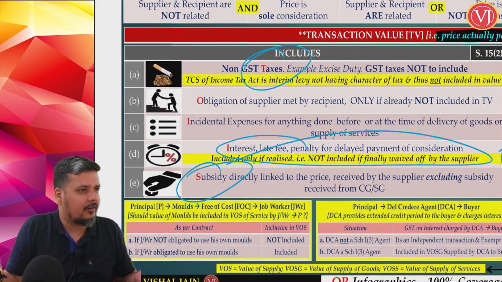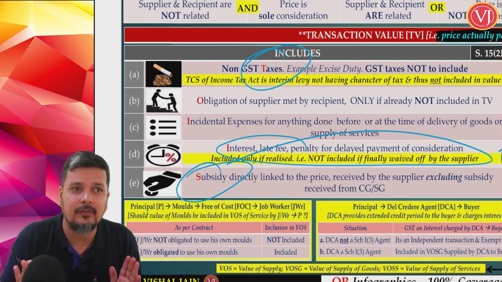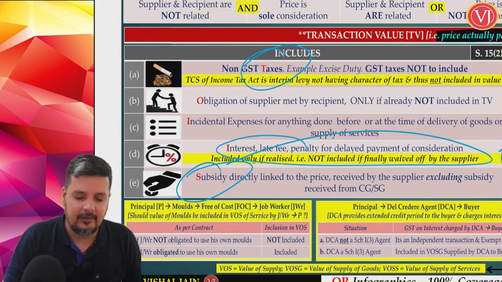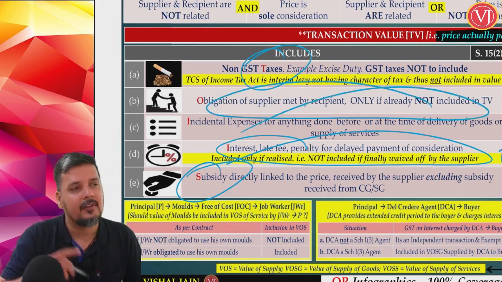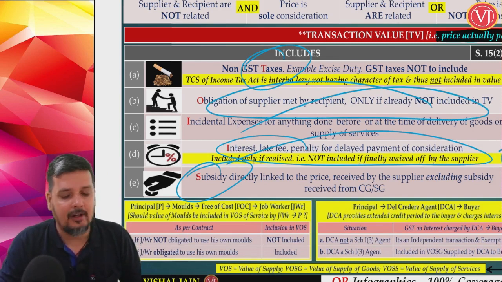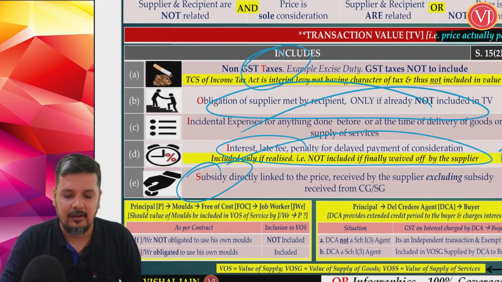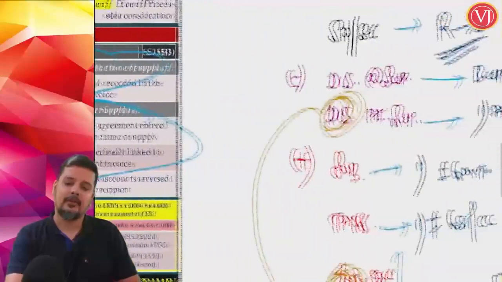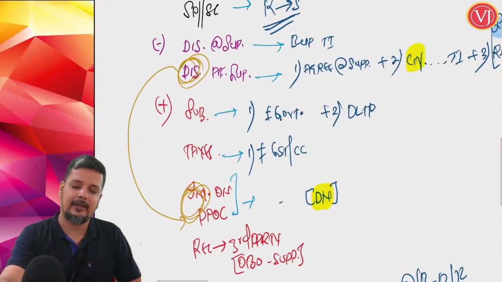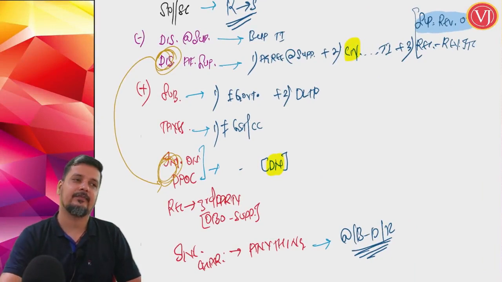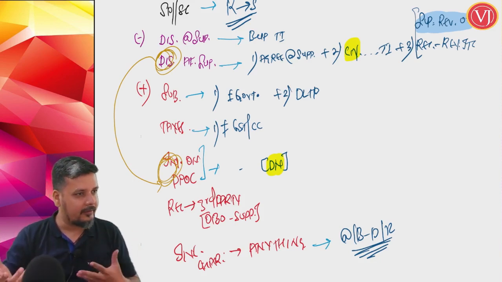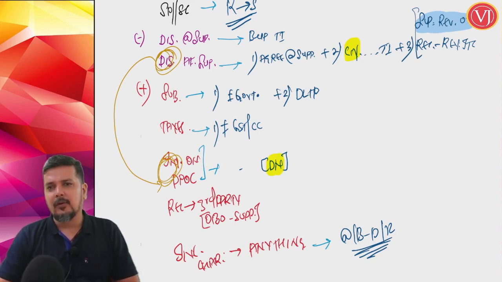Whatever name they give, it is for late payment of consideration. We are not talking about interest on loan. We are talking about interest or penalty or late fees for delayed payment of consideration. Then you're talking about third party, recipient to third party on behalf of supplier, and finally, incidental charges. This is a very simple and efficient way to understand your valuation. If you club all these points, you get a question. We'll take 4-5 points from this, give a question, and you have to try to work it out.